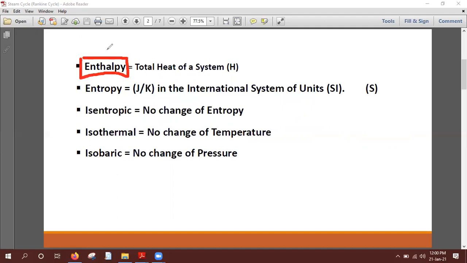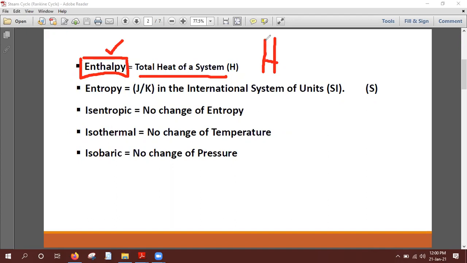Enthalpy is known as the total heat of a system. If you consider a system and you want to calculate the total heat of that system, we can represent it by enthalpy. It is the alternative name. Enthalpy is equal to the total heat of a system, and we represent enthalpy by H.